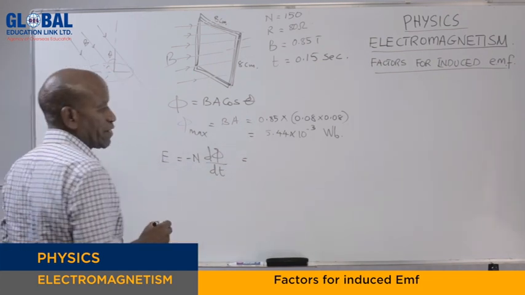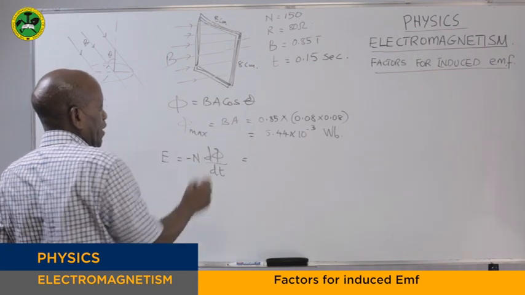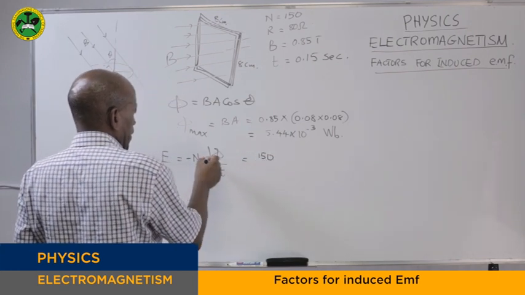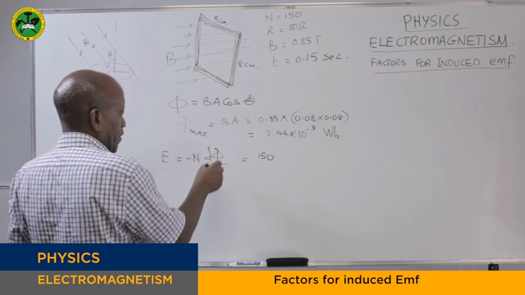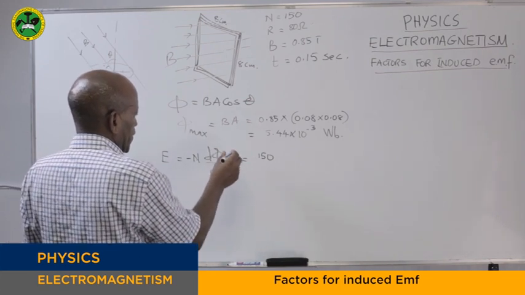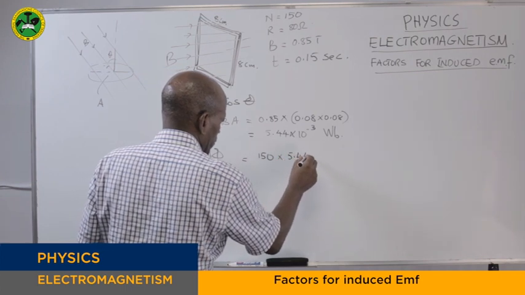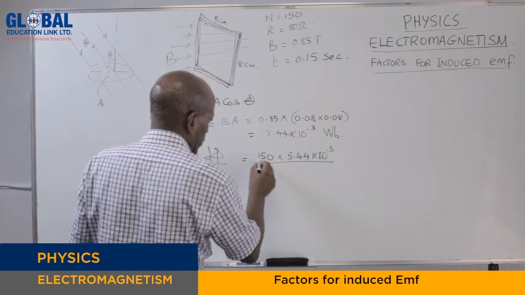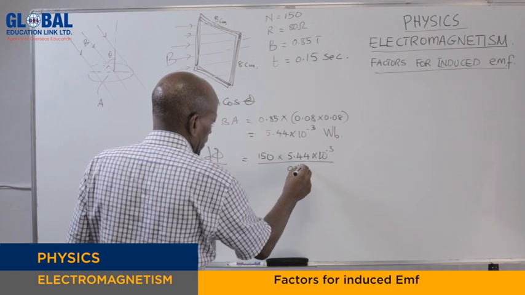The number of turns given is 150, so we are just going to put 150 there. The rate of change of the magnetic flux. The magnetic flux is equal to 5.44 times 10 power negative 3. We divide it by the time, which is equal to 0.15.